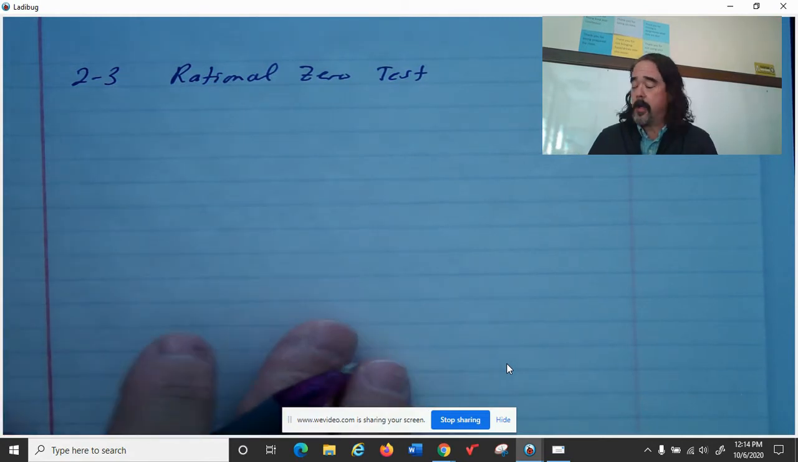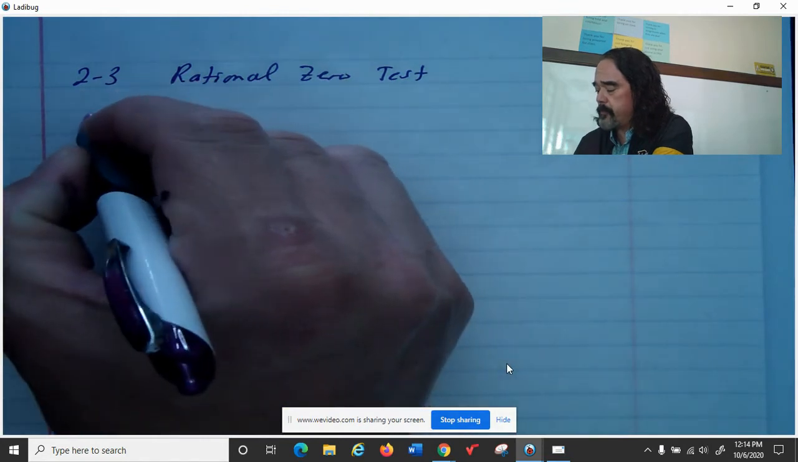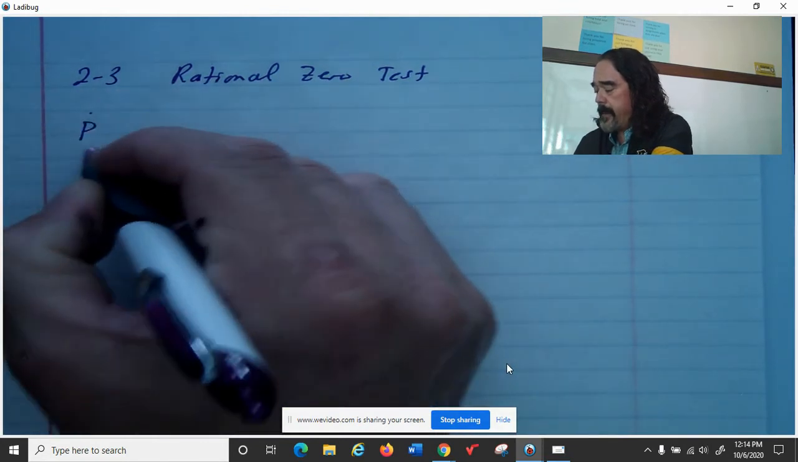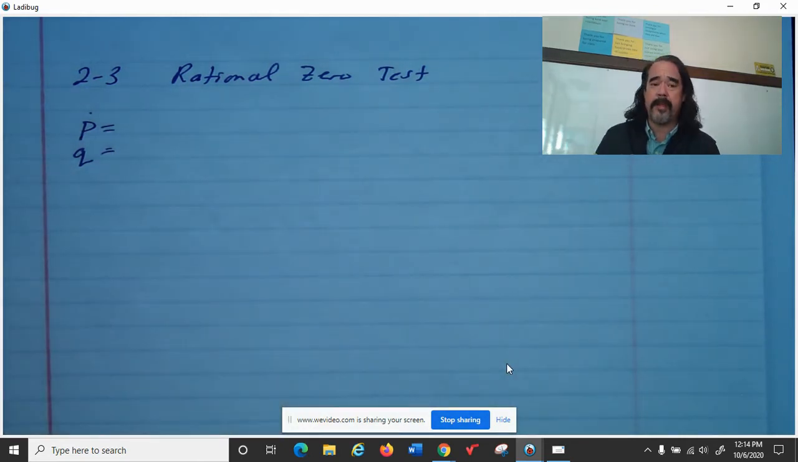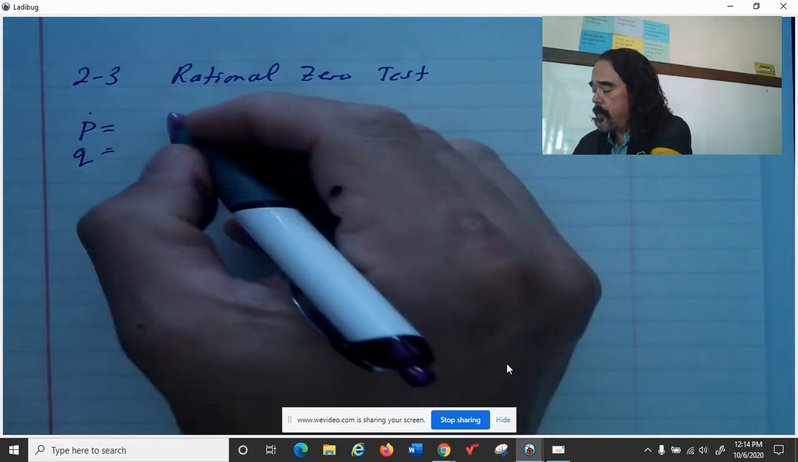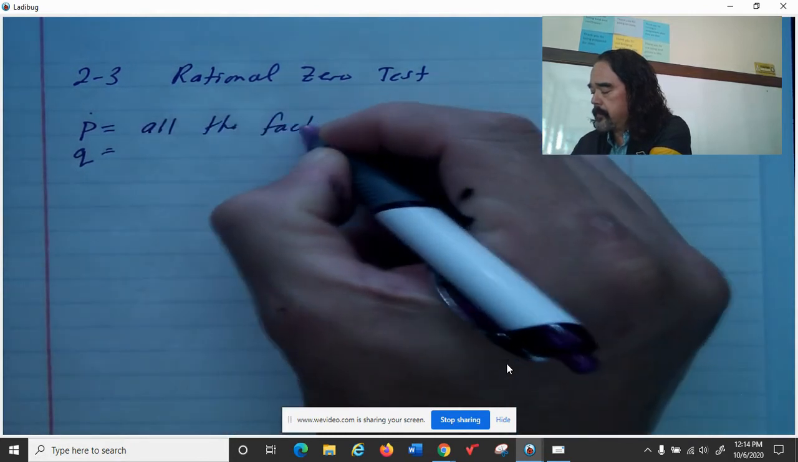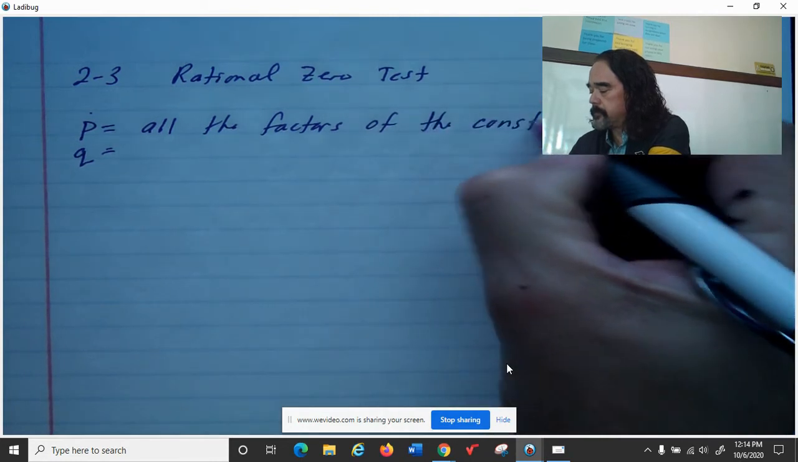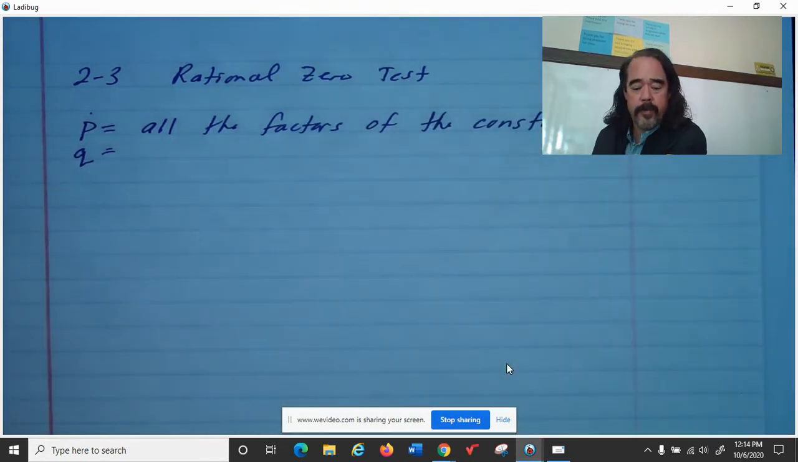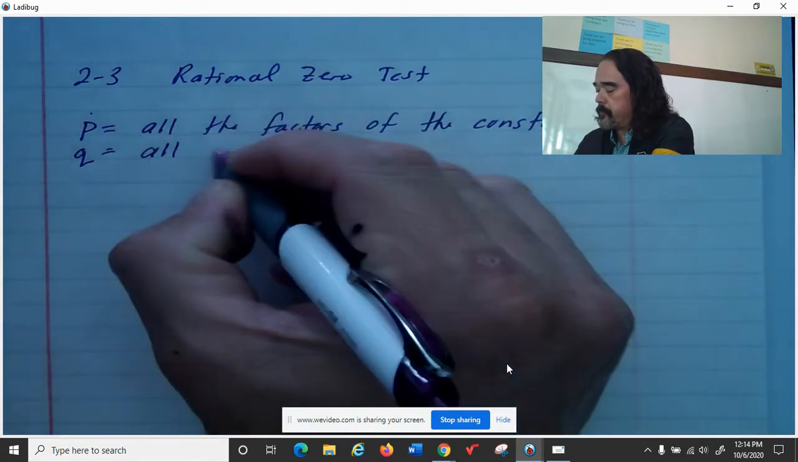All right, so the rational zero test requires you to know two letters, P and Q. What is P? P represents all the factors of the constant. What is Q? Q represents all the factors of the leading coefficient.